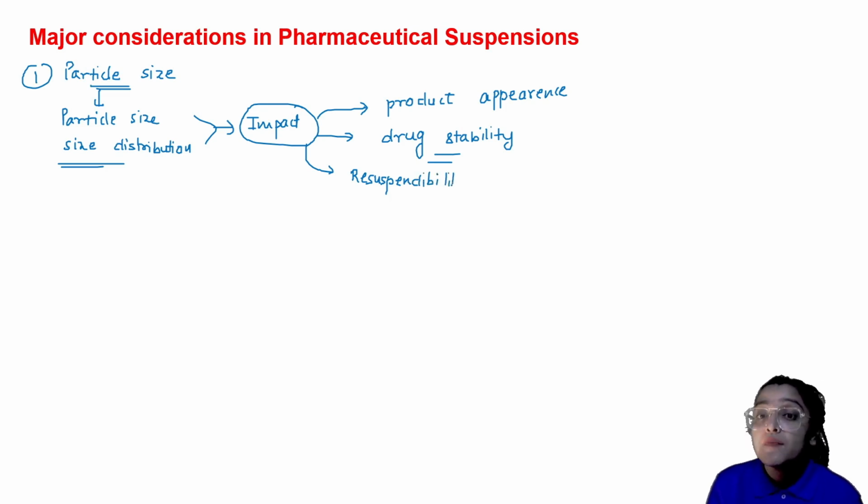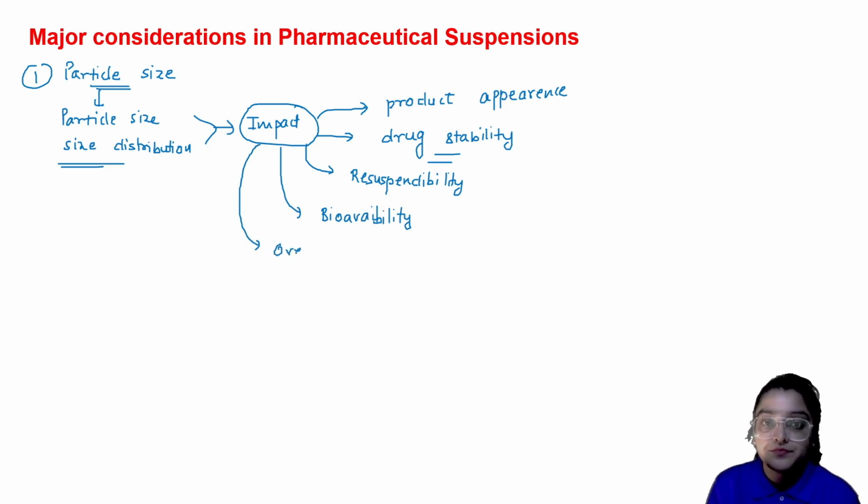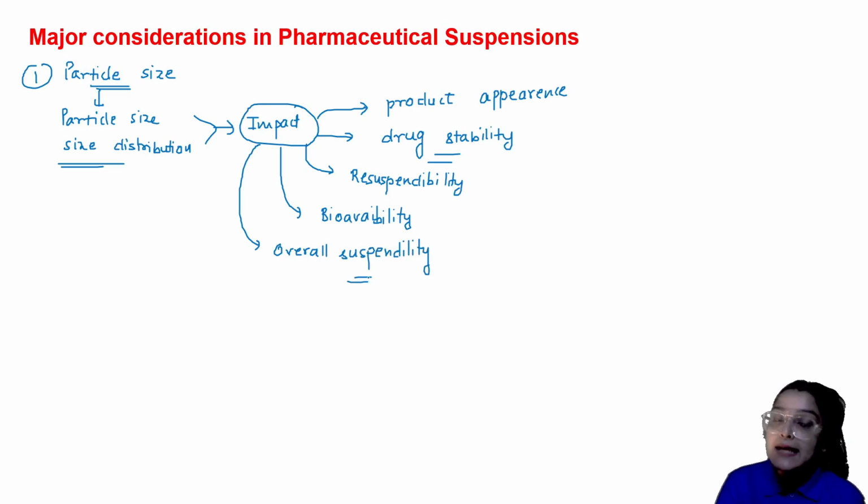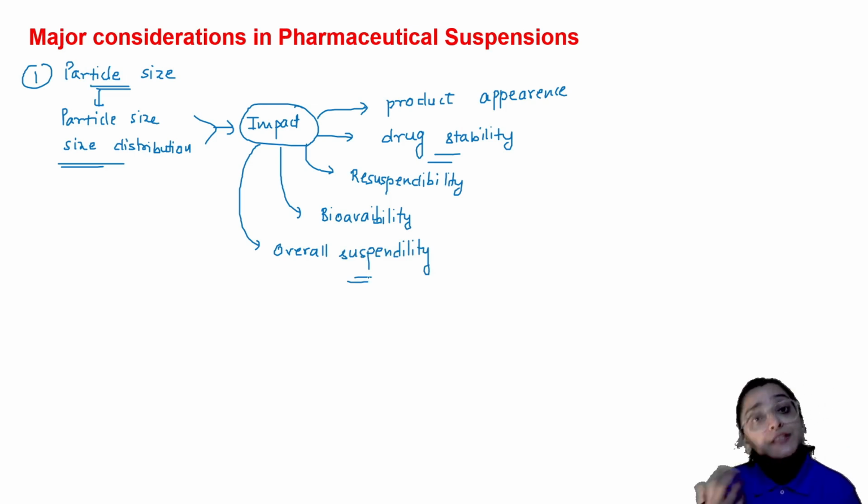As we have seen, the rate of sedimentation and your redispersibility: if there is no cake formation, they can be redispersed, but in case of the deflocculated ones, there is a hard cake formation, so they are difficult to redisperse. Next is your bioavailability and your overall stability of the formulation. Right, so all of these are really dependent on your particle size and your particle size distribution.